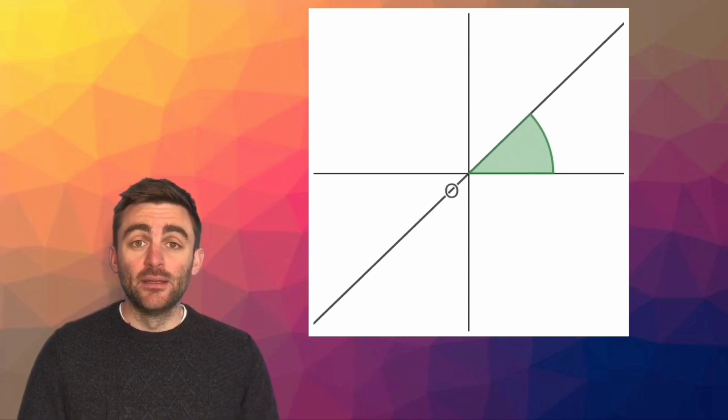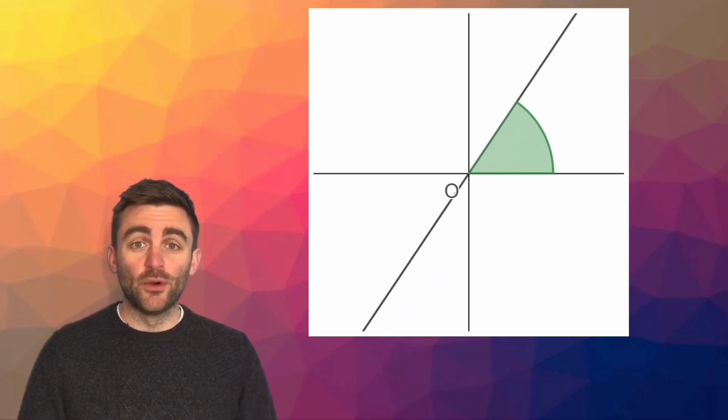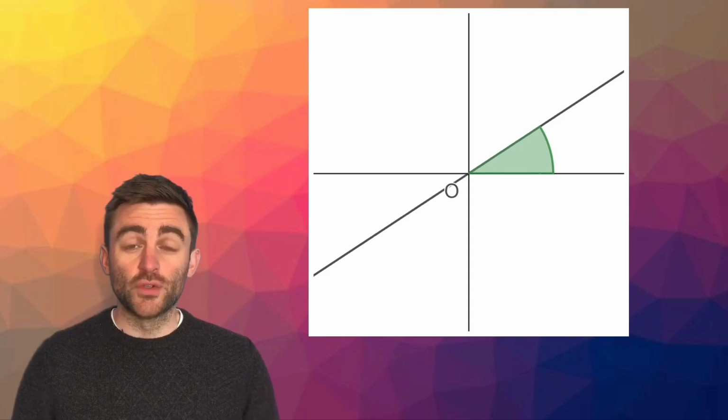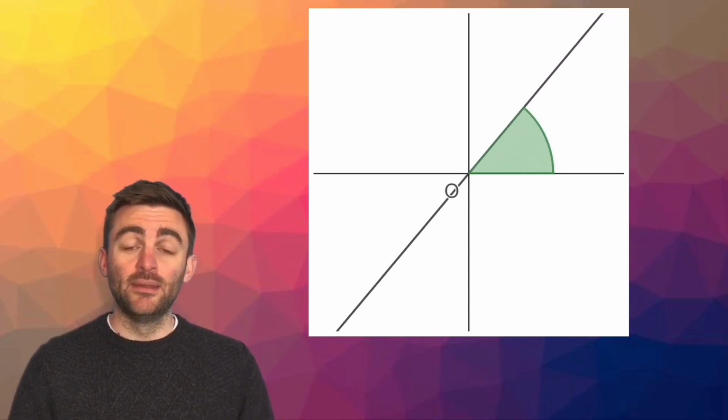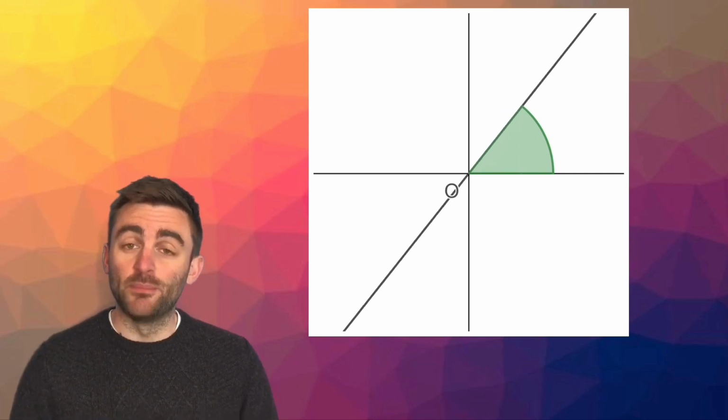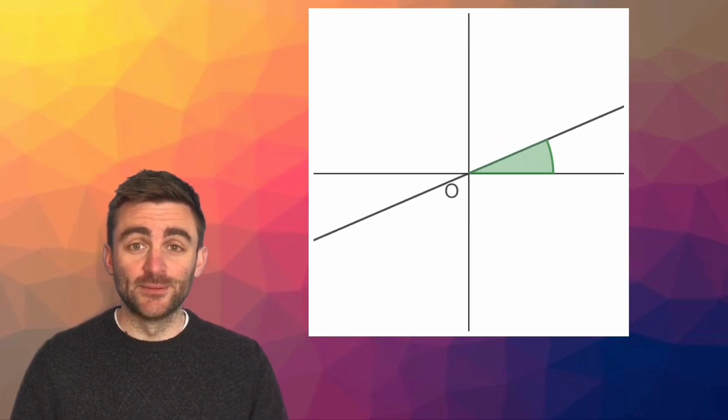So it should be easy to see that as a line's gradient increases, so does the angle that the line makes with the horizontal. So then we can see there is certainly a relationship between the gradient of the line and the angle that the line makes with the positive direction of the x-axis.